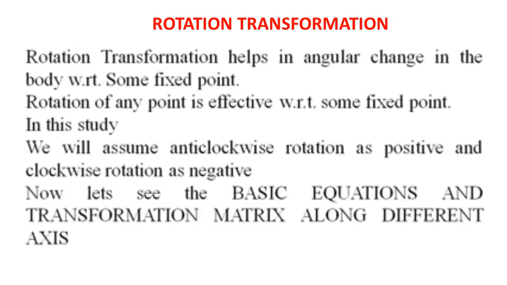Then next is rotation transformation. Rotation transformation helps in angular change in the body with respect to some fixed point. So rotation of any point is effective with respect to some fixed point. In this study we will assume anti-clockwise rotation as positive and clockwise rotation as negative. Now let's see the basic equation and transformation matrix along different axes.